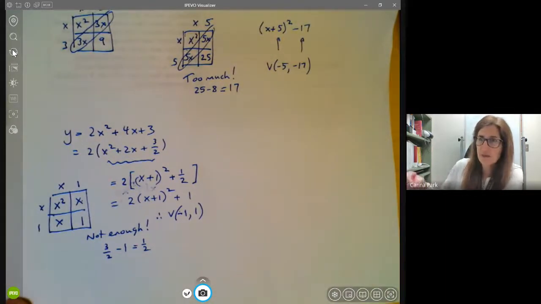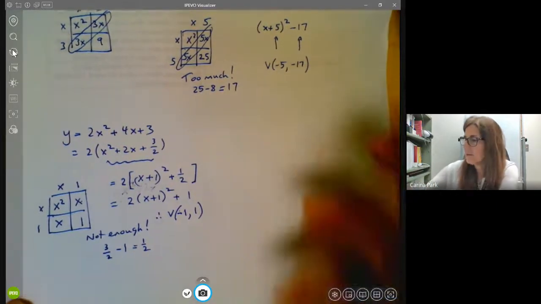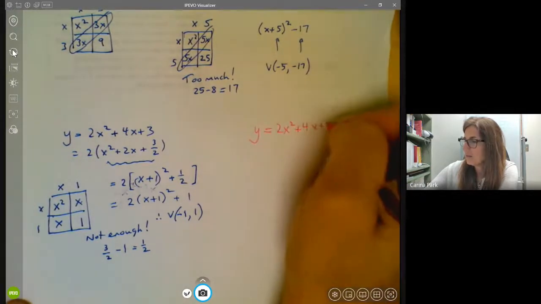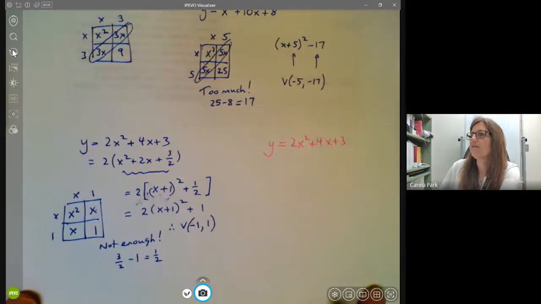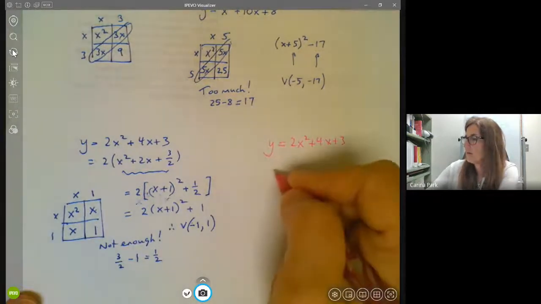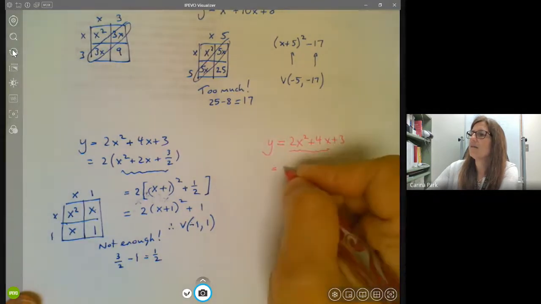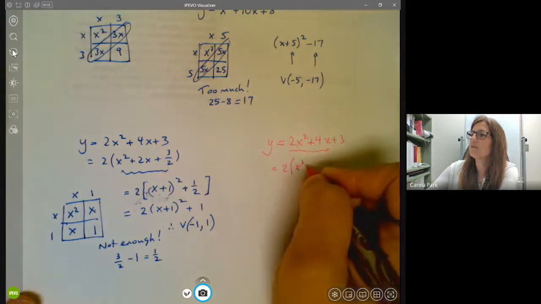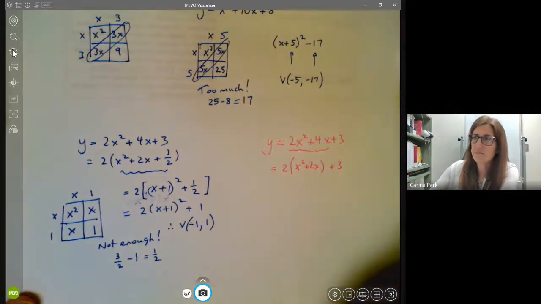I'm just going to run through how you were taught last year to complete the square with just algebra and no area model. So last year you were told this, and you are perfectly welcome to use this method. Okay, 2x squared plus 4x plus 3. What you were told last year is, see these two terms, let's take out the 2. Let's take out the coefficient of the x squared from just these two terms. And the plus 3 will hang on the outside.